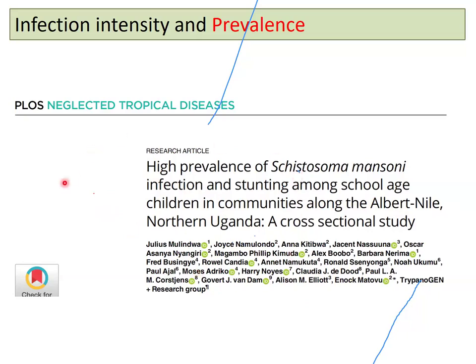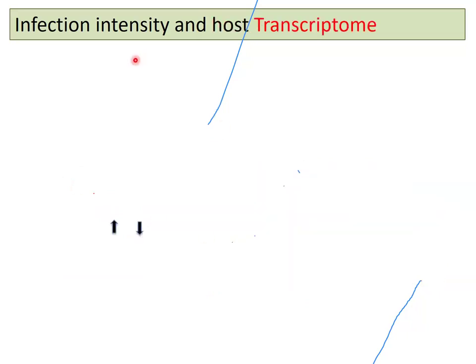This marked the baseline where we were able to collect samples, which we proceeded with for the next parts of the study. The next thing we wanted to find out is how infection intensity affects the host transcriptome. For this, we collected over 80 packaged samples. However, following quality control and screening, we got about 64 samples which were sequenced. Out of the 64, 34 were high infection intensity samples, 10 were low infection intensity, and 20 were controls.